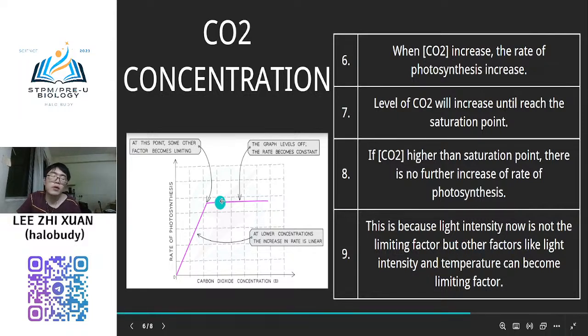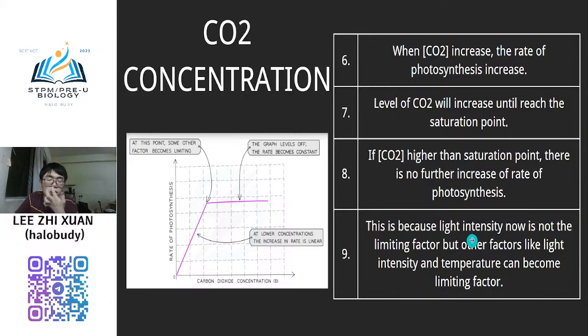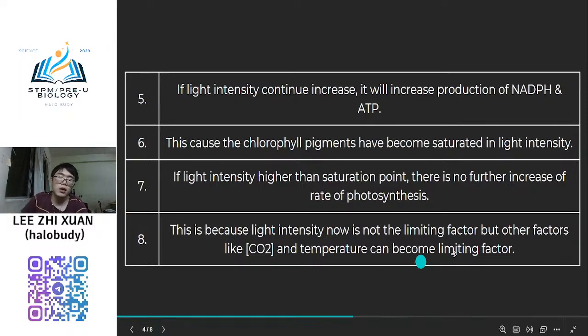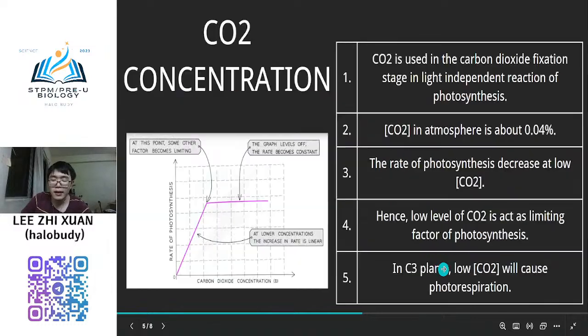So if you want to increase the photosynthesis, maybe you need to rearrange the other factor. Same as here, same as the light intensity. Because light intensity now, if it is higher than saturation point, meaning that it is not a limiting factor. If you want to further increase the rate of photosynthesis, you need to modify other factor.